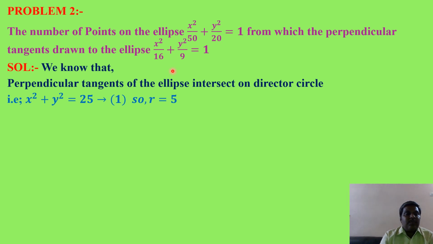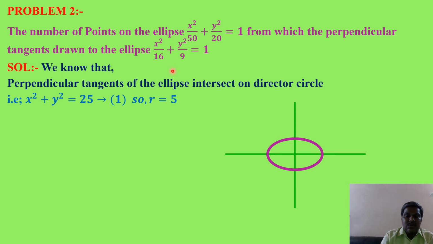Keep this aside. This is my x-axis, y-axis. This is the given ellipse, x square by 16 plus y square by 9 is equal to 1. Now, this is its corresponding director circle, x square plus y square is equal to 25. Your required points must lie on this equation.